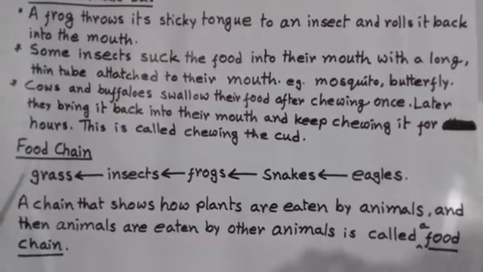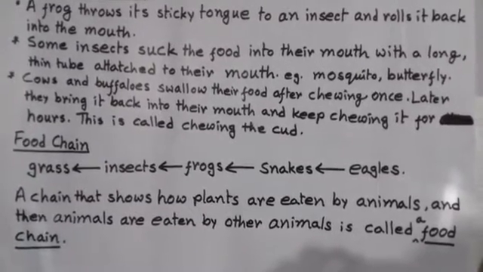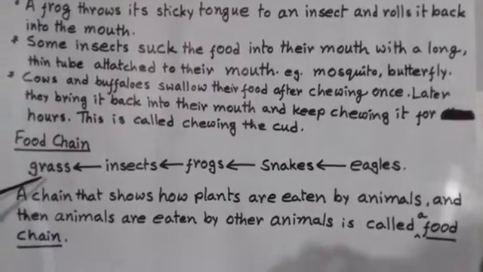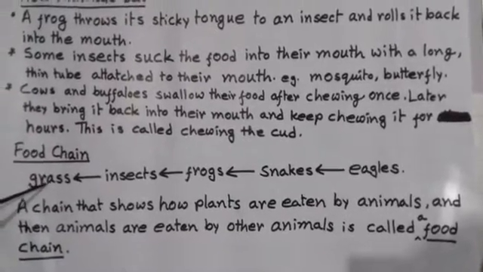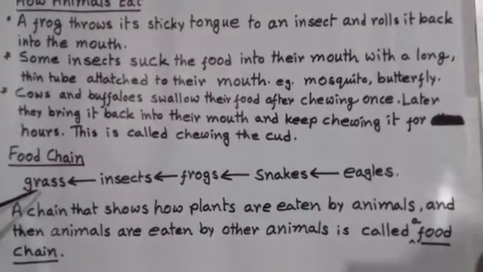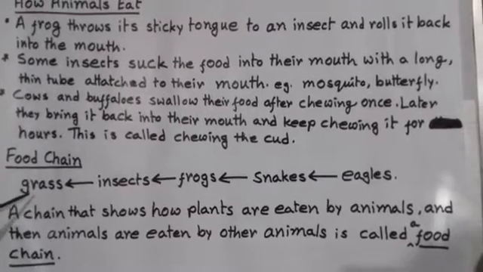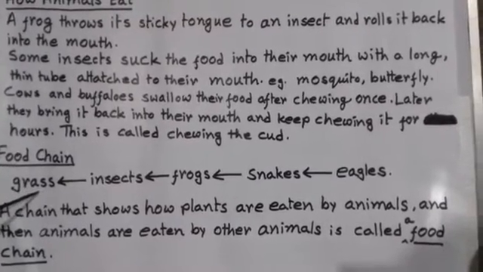Now, next thing comes about the food chain. We all know that grass are the plants. They produce their own food, so they are called producers.